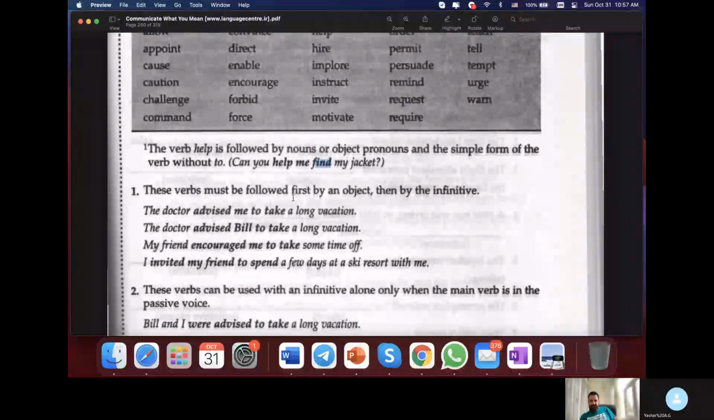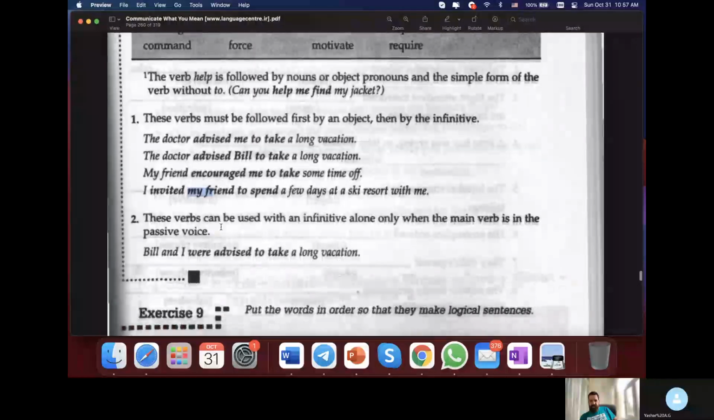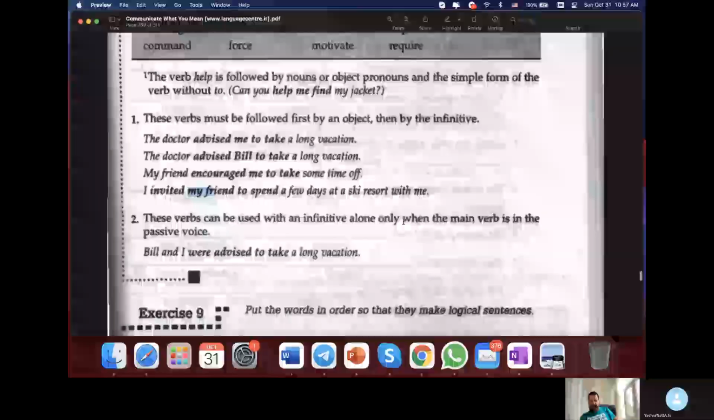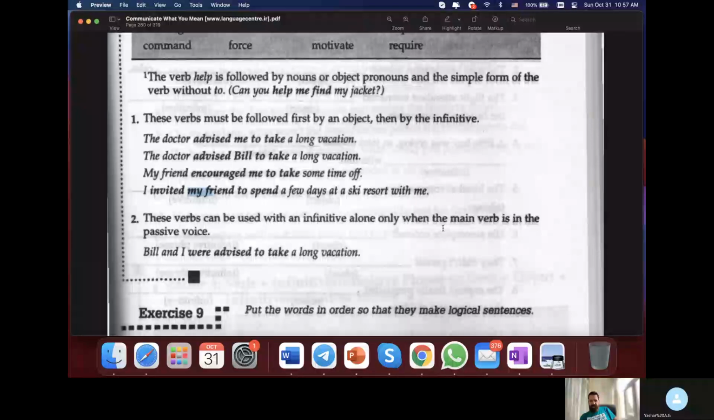These verbs must be followed first by an object, then by an infinitive. So the doctor advised, we don't know whom, me. Advised Bill, encouraged me, invited my friend. These verbs can be used with an infinitive alone, without an object, only when the main verb is in the passive voice.